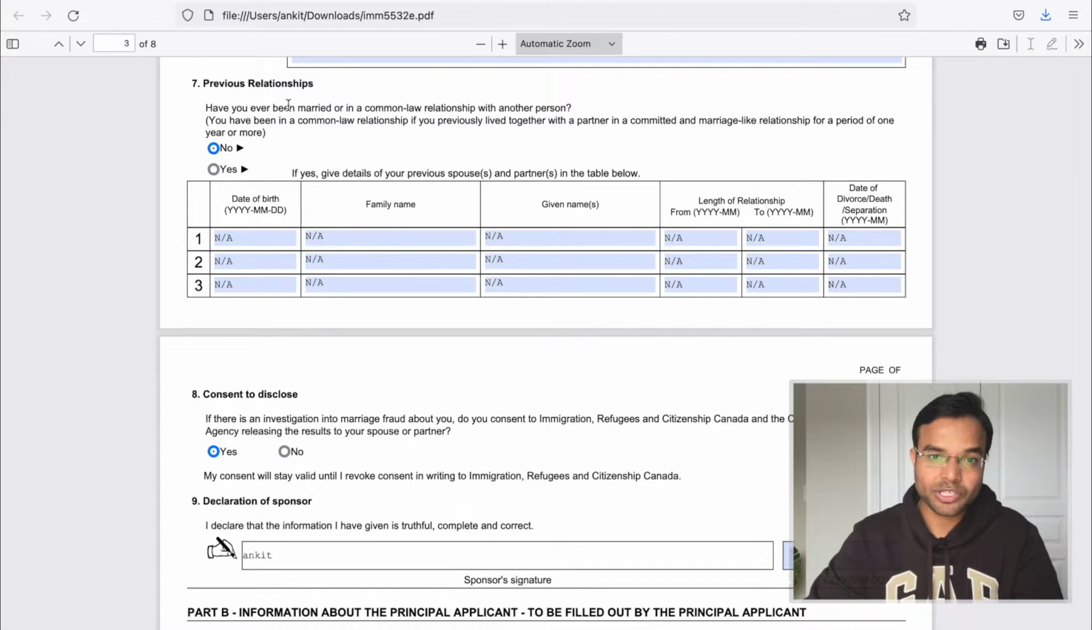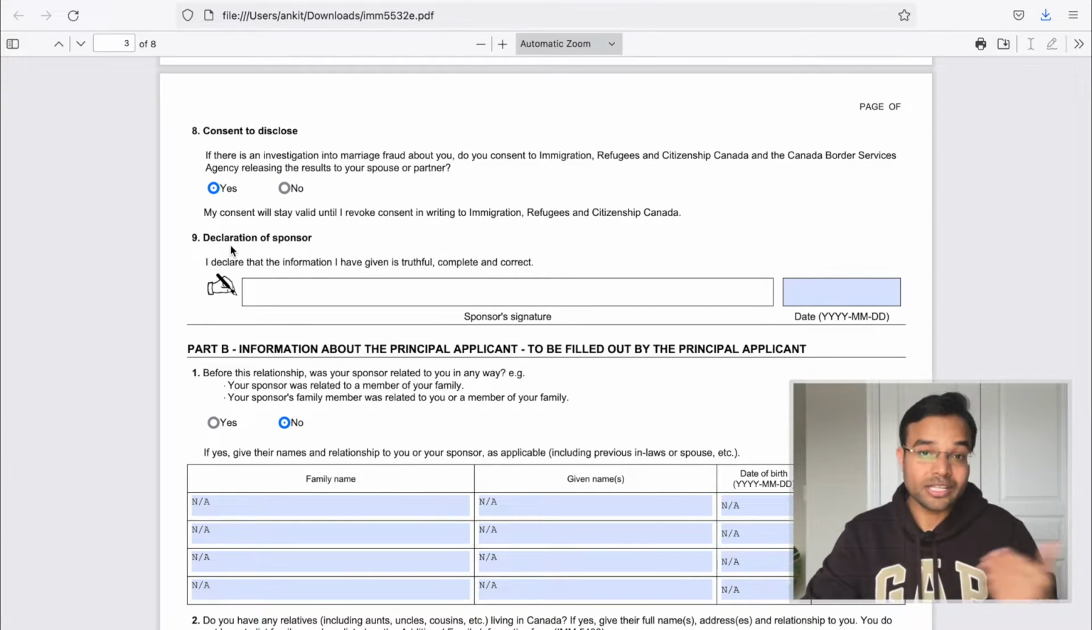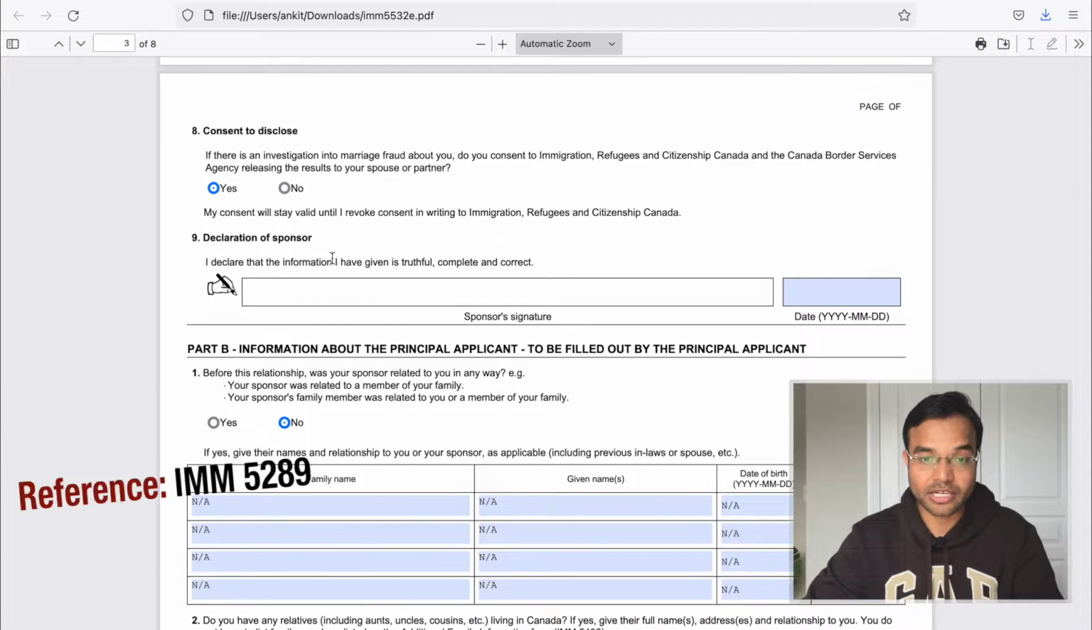The next question for the sponsor to respond to is the consent to disclose. So if there is an investigation into marriage fraud about you, do you consent to allow IRCC to share the result of the investigation with the spouse or your partner? You select yes or no. Obviously, I selected yes because there is no need for any kind of fear. So once that is done, you move to the last section, which is the declaration of the sponsor.